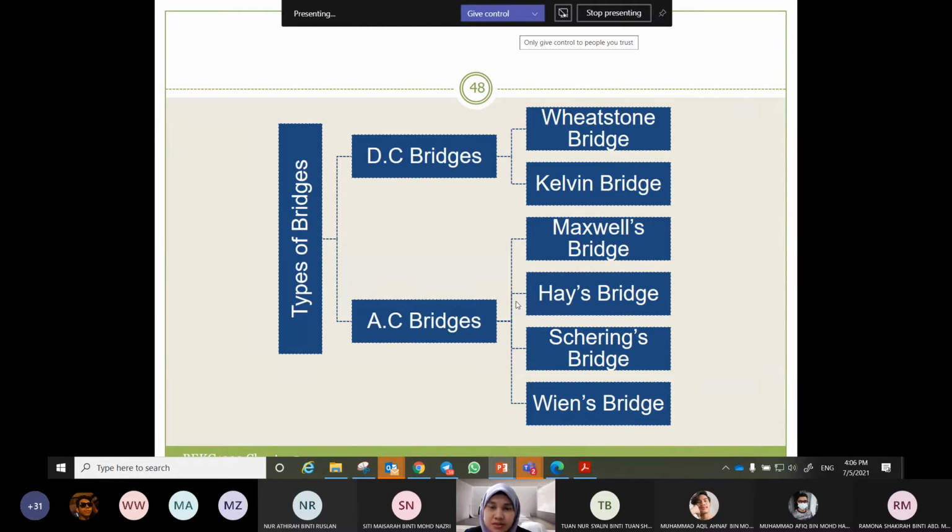Okay, so AC bridge, we have 4 configurations of AC bridge: Maxwell, Hayes, Schering, and Wheatstone bridge. Basically, AC bridge involves derivation. So you should understand the derivation. Yes, we have calculation, but the calculation involves the derivation. And you should know the basic fundamentals about AC circuit, which is RLC.